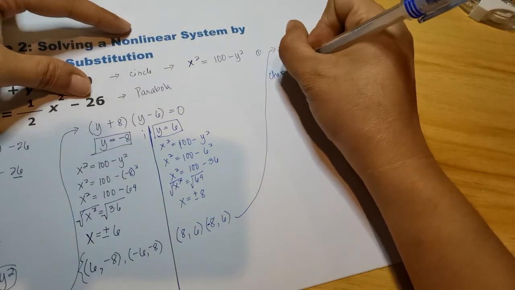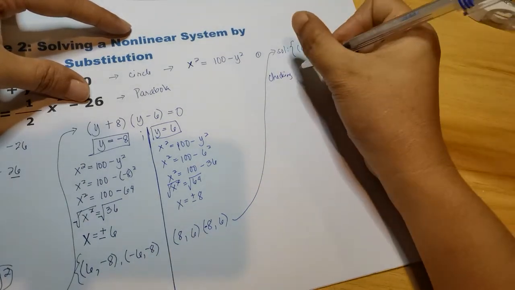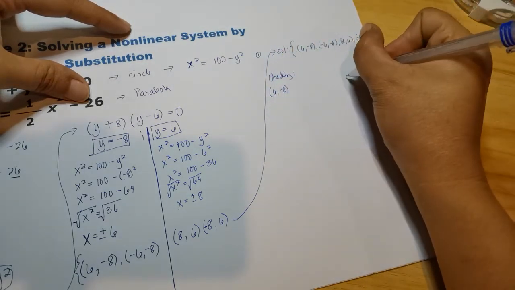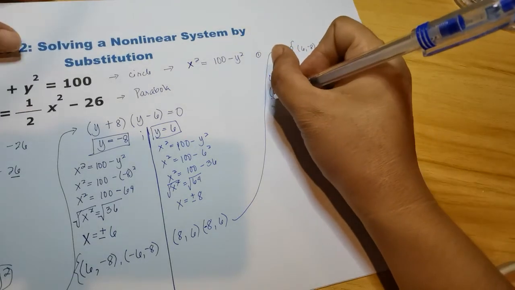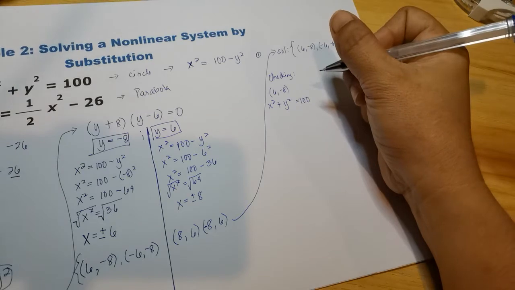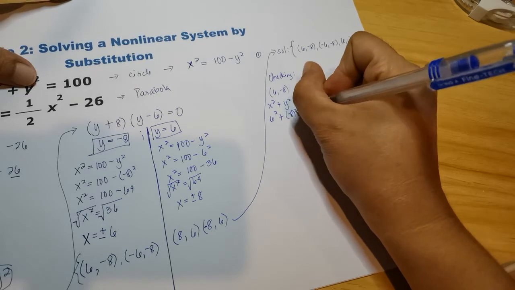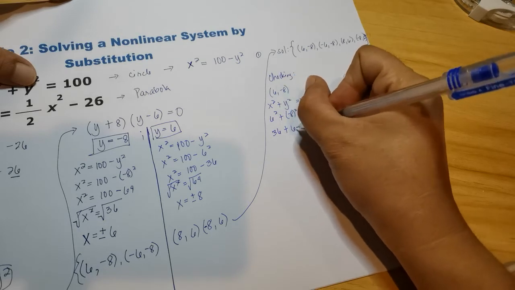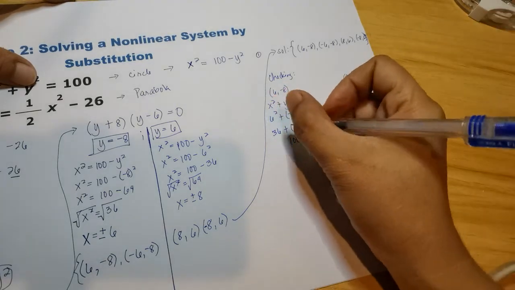So, i-check natin. Checking. So, this time, dahil parang dalawa yung magkaiba, dalawa ang i-check natin. Okay? So, let us try 6 and negative 8 at saka 8 and 6. So, let us try x squared plus y squared equals 100. Yung original ang gagamitin natin ha. Okay, so we have 6 squared plus negative 8 squared equals 100. 6 squared is 36 plus negative 8 times negative 8 is positive 64 equals 100, and 100 equals 100. Okay, let us have the other one.